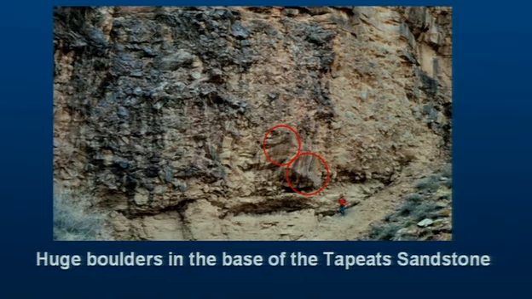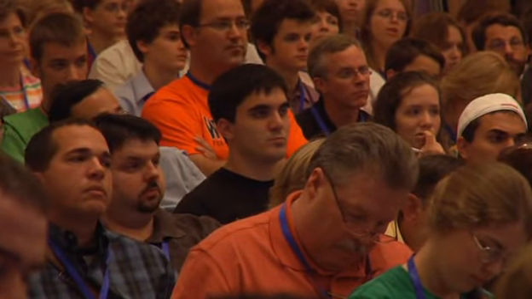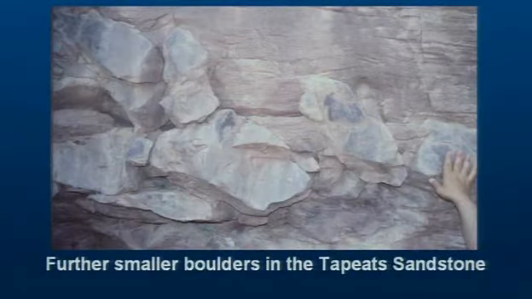Now, you can see the person there for scale. And I've put circles around two of the big boulders. 15 feet wide. You need fast-moving water, don't you, to move a boulder that size? A slow-moving river today, not even the Colorado River when it's in flood, can move boulders that size. And there's lots of them everywhere you go at the bottom of the Tapeats sandstone, which means that it was very catastrophic high-energy conditions which deposited those boulders and the sandstone on top of them.